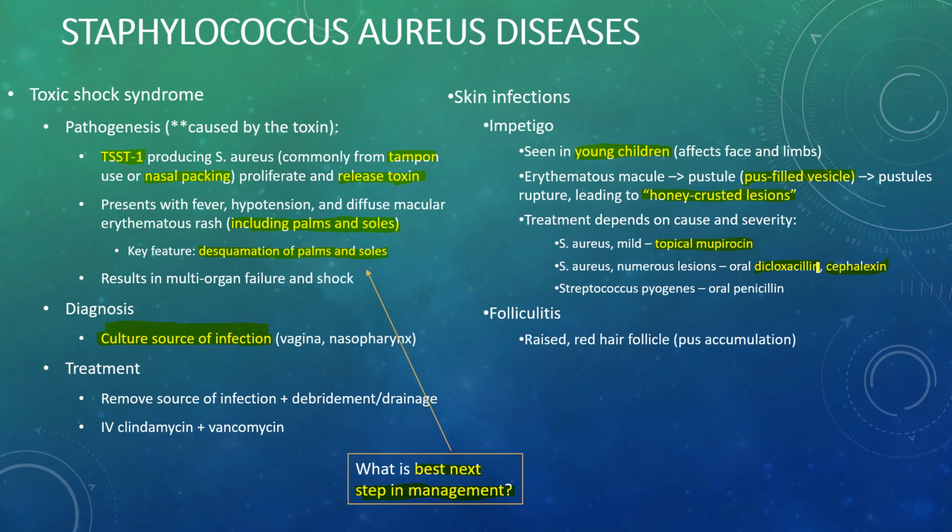Next, you can get folliculitis. A follicle is a hair follicle. So you get inflammation and pus accumulation inside or underneath the hair follicle. It gets raised and erythematous. Alright, and it can also be painful.